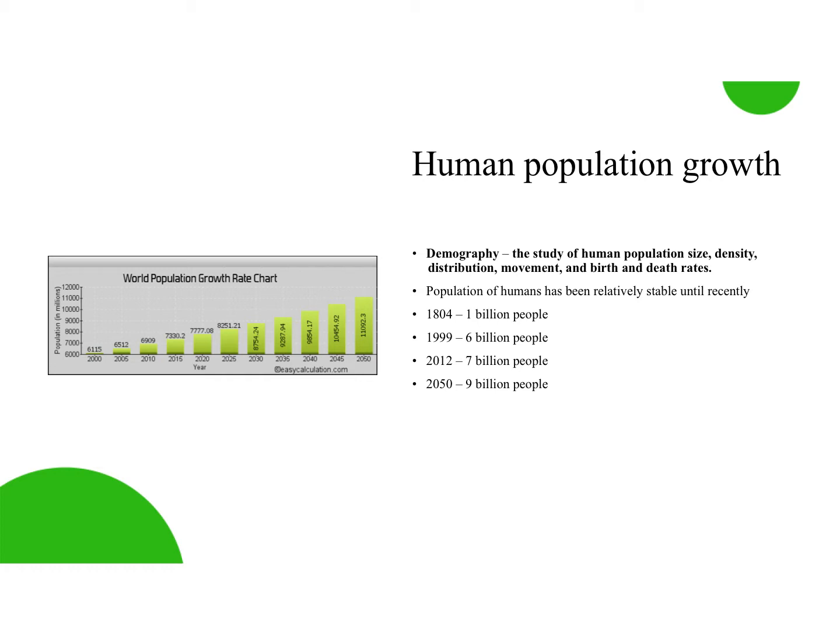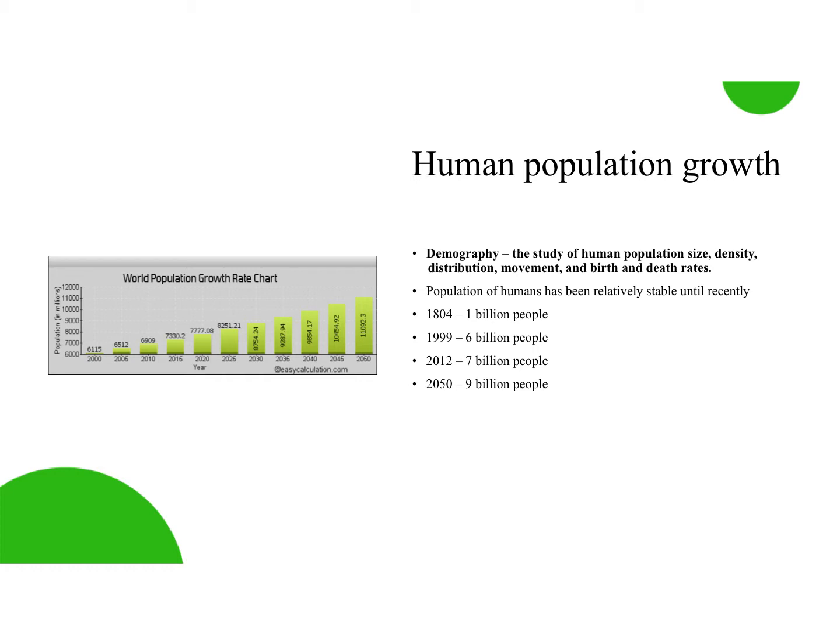So the study of the human population size, the density, the distribution, the movement, and the birth and death rates all fits into a category called demography. And think about, you've probably heard demographics before. Okay, so that stems from demography.